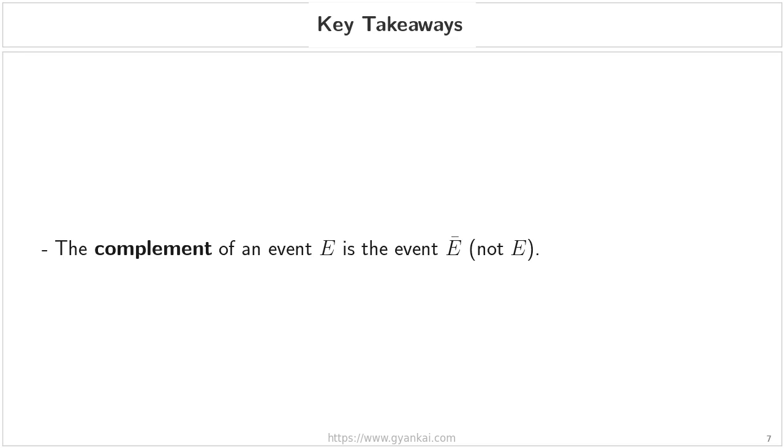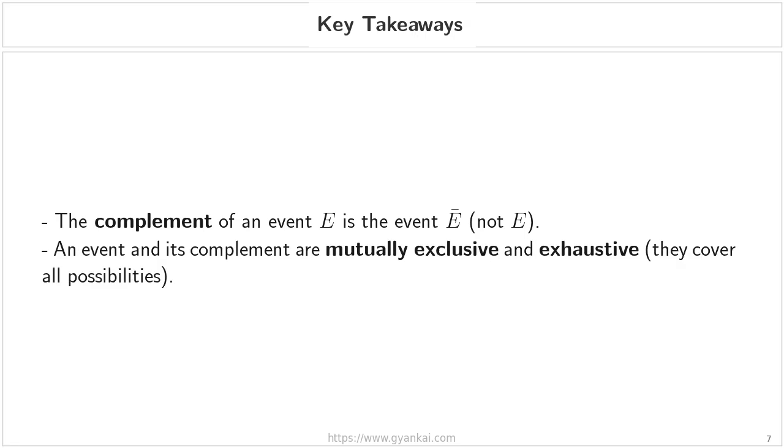Key takeaways. First, remember that the complement of an event, which we call E, is simply the event E bar, which represents the event that E does not occur. Second, it is crucial to understand that an event and its complement are both mutually exclusive and exhaustive. This means they cannot happen at the same time, but together, they cover every single possible outcome in our experiment.